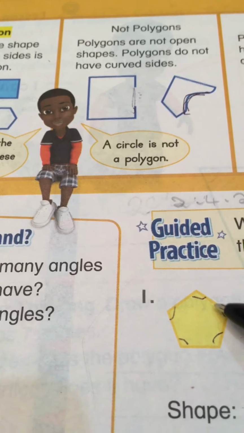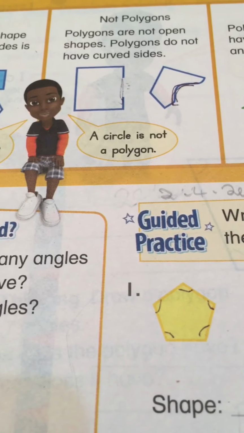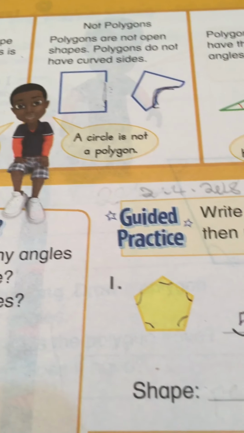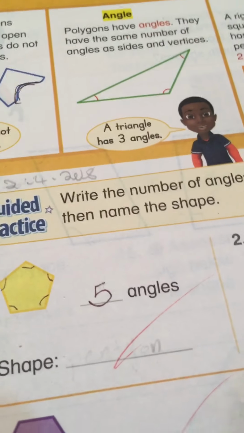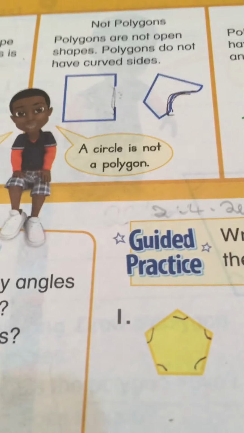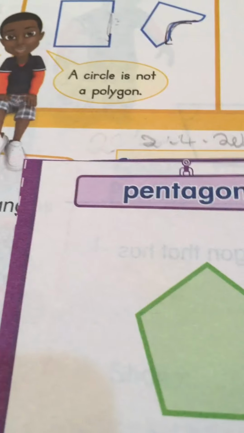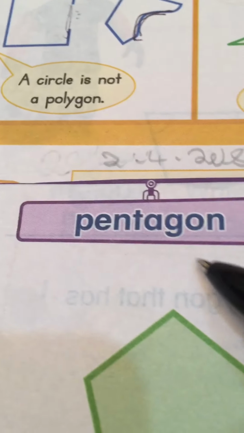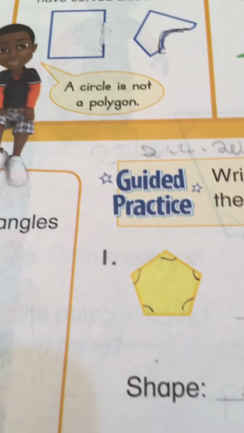And what do we call this shape that has 5 angles and 5 sides? Do you remember from our lesson from yesterday? So we call this a pentagon. So it has 5 sides, and we call it pentagon. So write down in your book pentagon. Okay, so this is pentagon. So write it down here, pentagon.